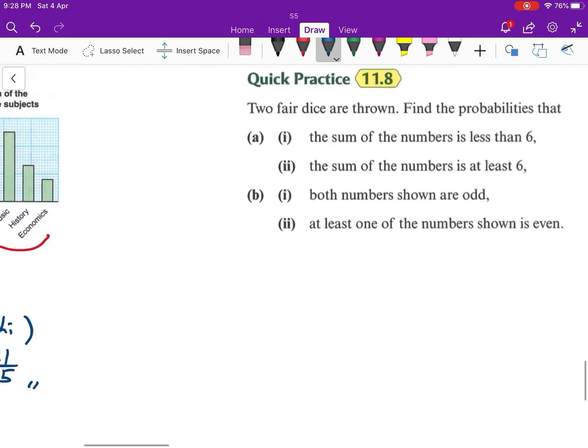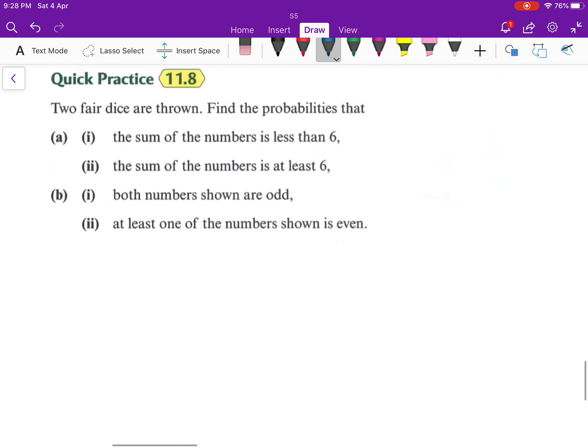Now take a look at another, quick practice 11.8, okay? So now let's start. Part A. Two fair dice are thrown. Find the probability that the sum of them is at least something.